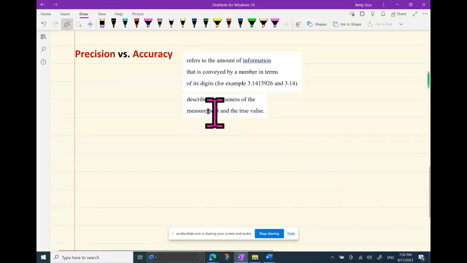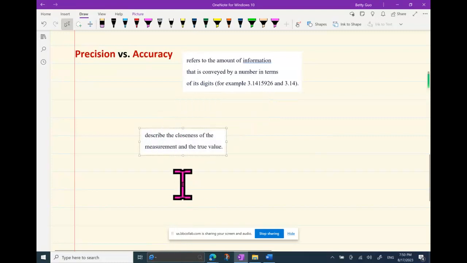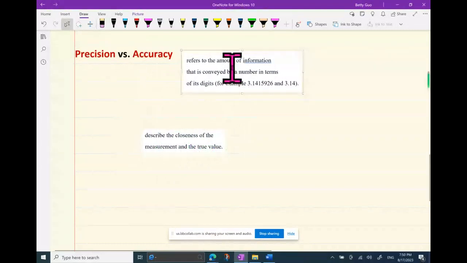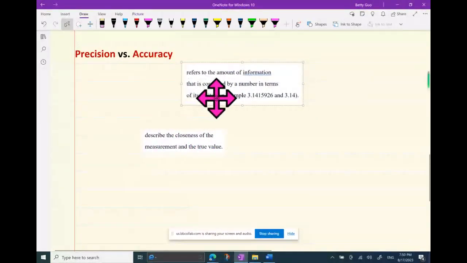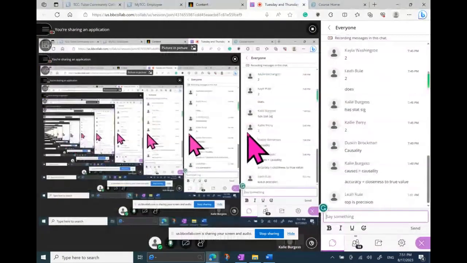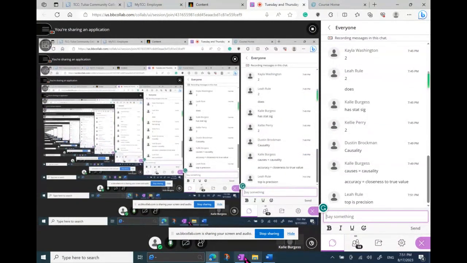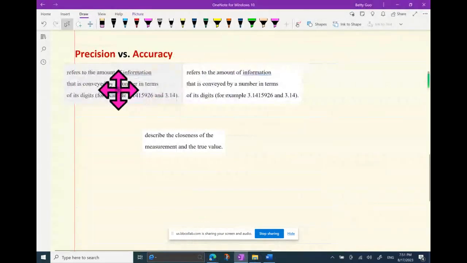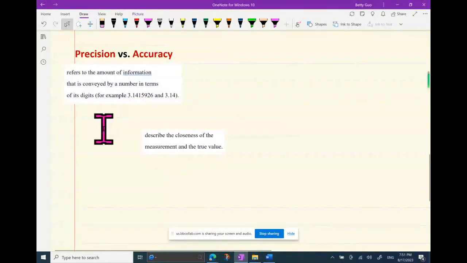Which one goes to which one? This one says, describes the closeness of the measurement and the true value. Does precision describe that, or does accuracy describe that? And this one says, refers to the amount of information that is conveyed by a number in terms of its digits. Those matching games are not difficult, right? Accuracy, perfect, awesome. Top is precision, exactly, awesome. Precision means you have more detail.